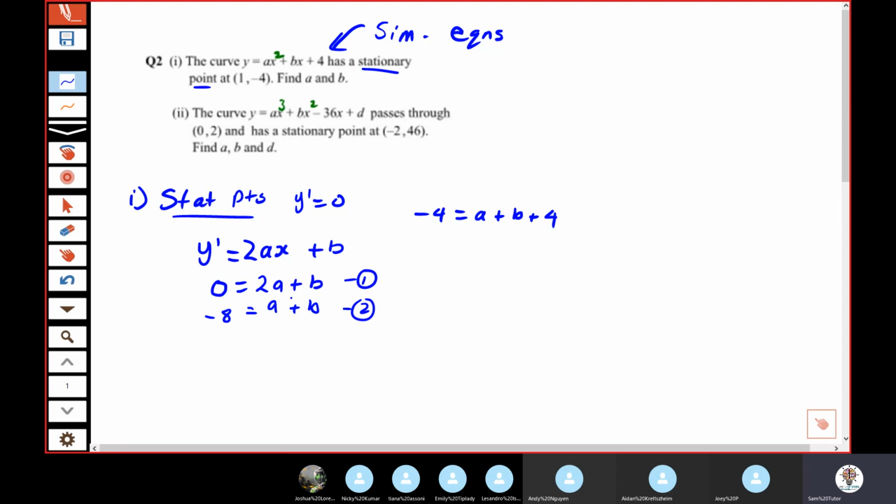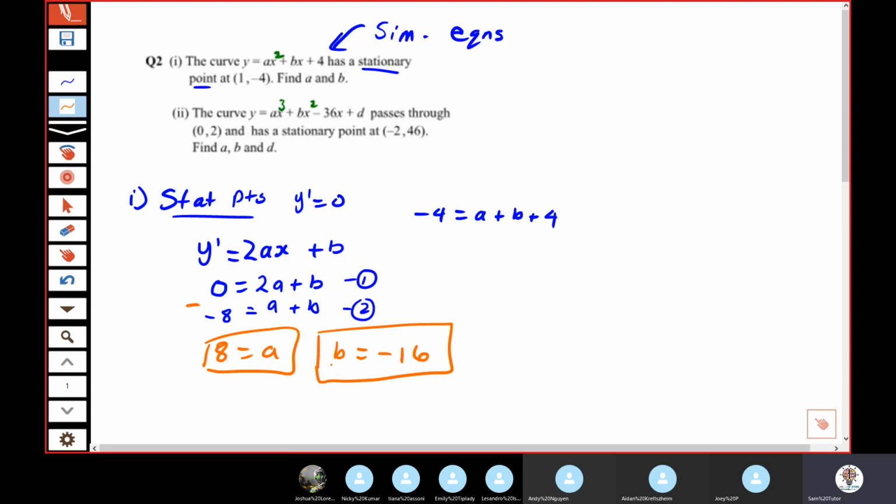We're going to subtract. 0 take away 8 is 8, 2a take away a is a, b take away b is 0. You just found a is equal to 8. Sub it back in. What is b equal to? If a is 8, b would be negative 16. Does that make sense? Yep. Any questions?